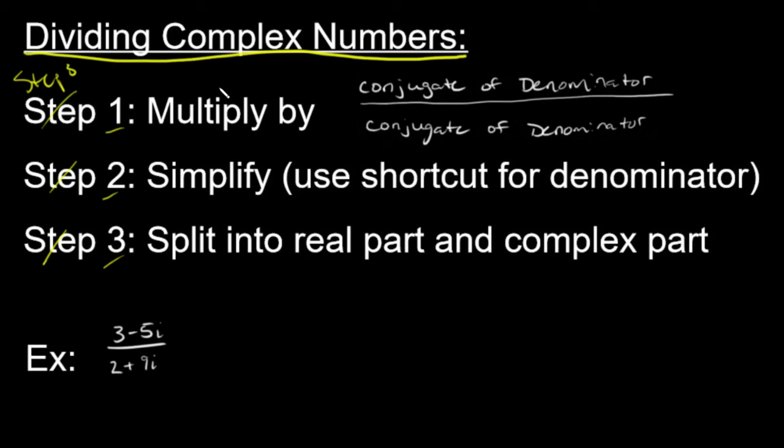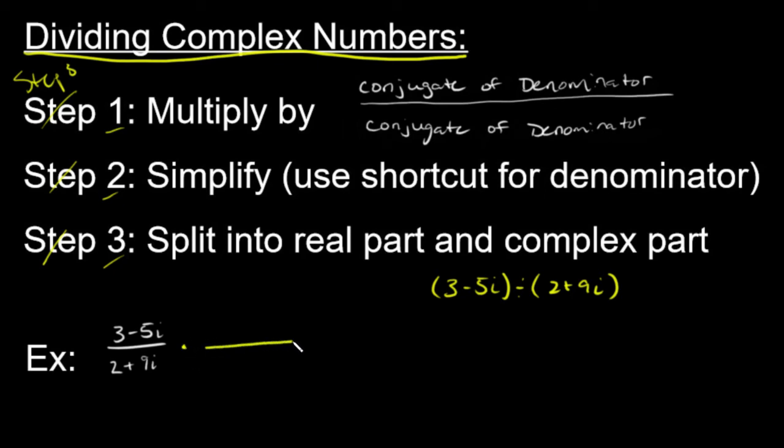So the first step, multiply by the conjugate of the denominator over the conjugate of the denominator. So when you're dividing complex numbers, you have a denominator here. Even if your problem looks like this, really, this can be rewritten as a fraction. Okay, so I want you to be aware that this division problem is exactly the same as this right here. So if you see this, write it in this form and follow these steps. So you multiply by the conjugate of the denominator over the conjugate of the denominator, okay? So let's go ahead and do that right now.